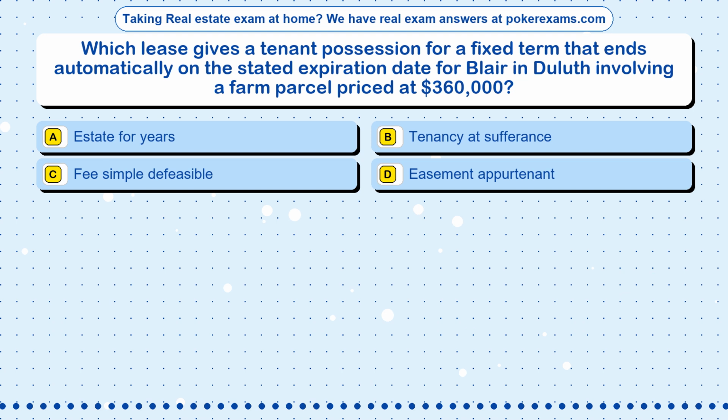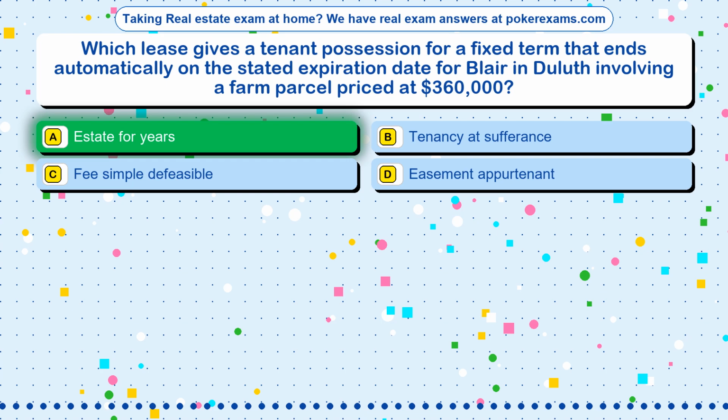Question 57. Which lease gives a tenant possession for a fixed term that ends automatically on the stated expiration date for Blair in Duluth involving a farm parcel priced at $360,000? Option A, estate for years. Option B, tenancy at sufferance. Option C, fee simple defeasible. Option D, easement appurtenant.